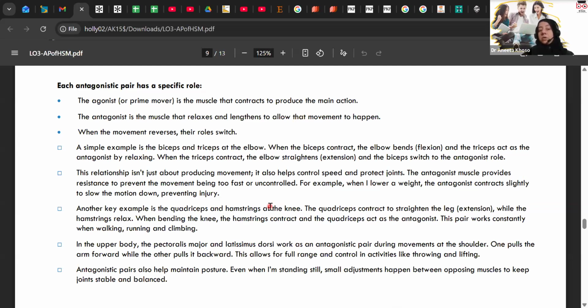Another key example is the quadriceps and the hamstrings at the knee joint. The quadriceps contract to straighten the leg in extension while the hamstrings relax. When bending the knee, the hamstrings contract and the quadriceps act as antagonist. This pair works constantly when walking, running, and climbing.